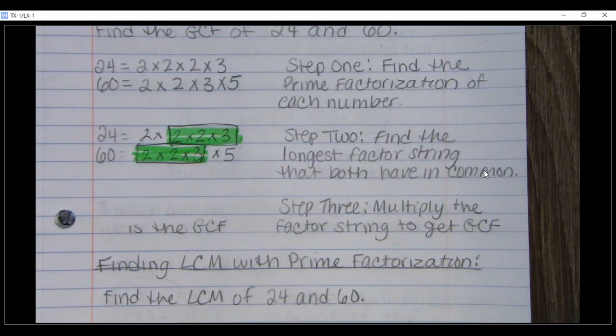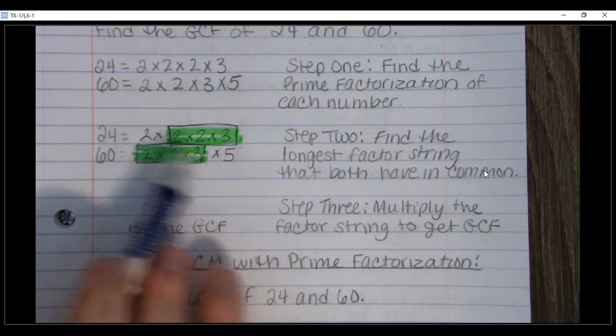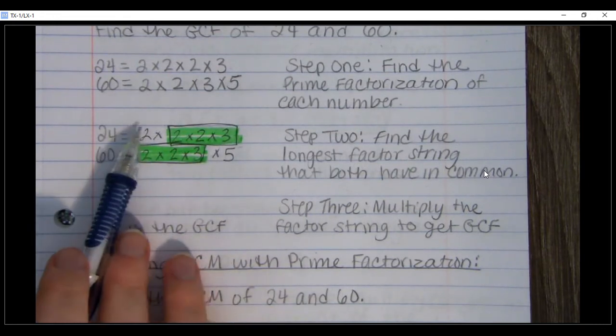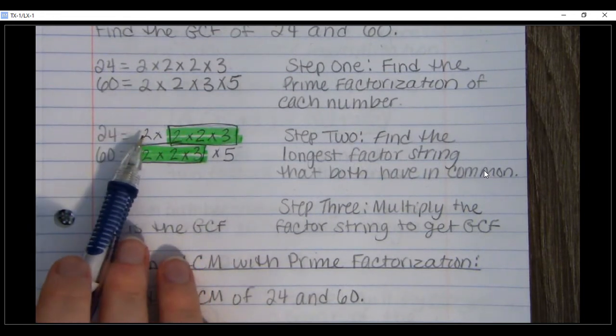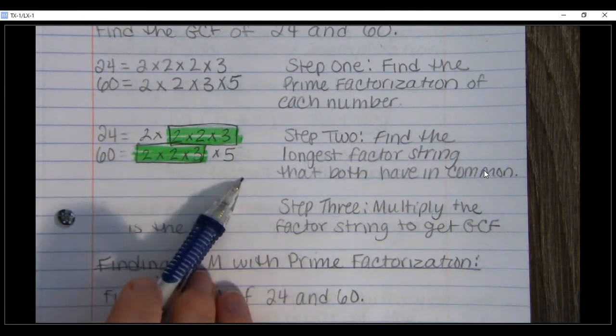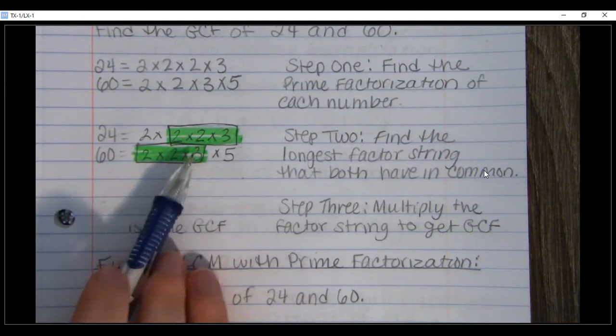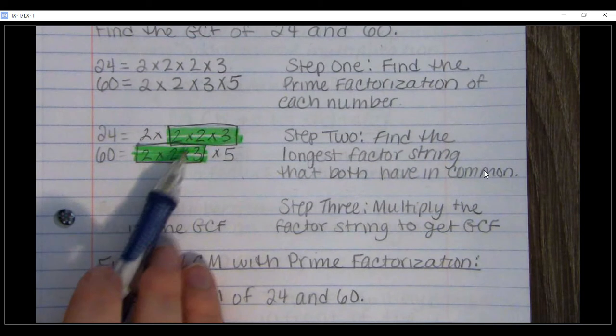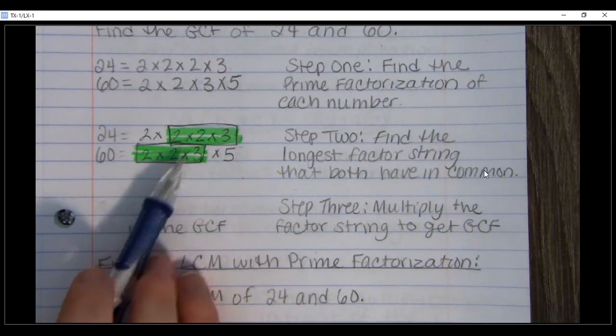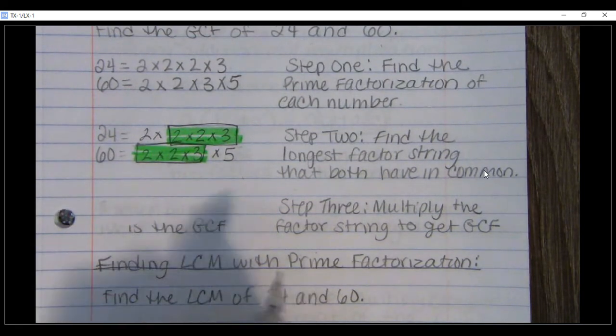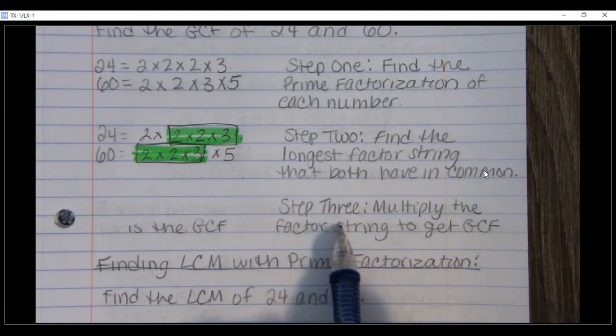That's going to be the longest factor string that they have in common, because the only other number in the prime factorization for 24 is 2, and the only other number for 60 is 5. Everything else matches. We're looking for all the numbers that match between these two. Great. Now we can move on to step 3.